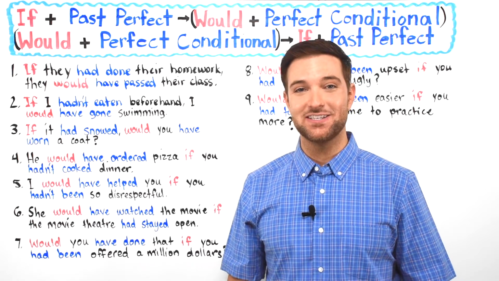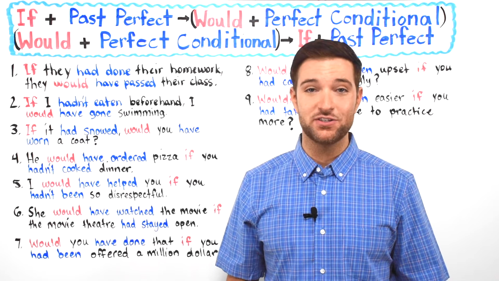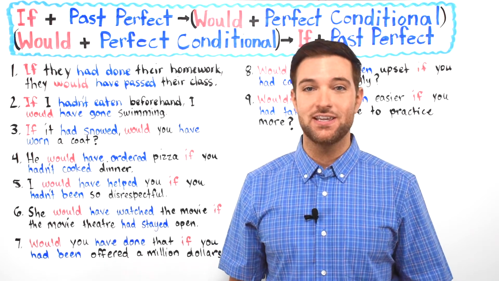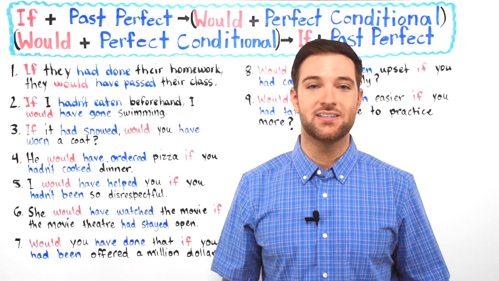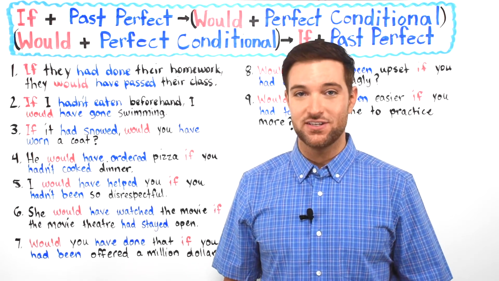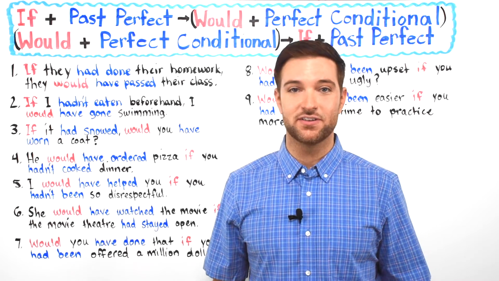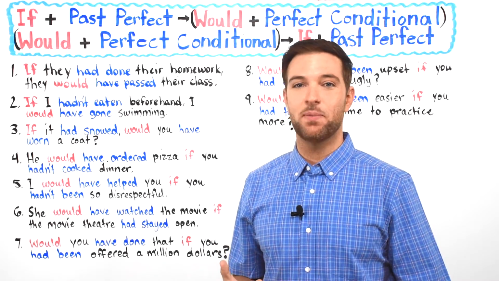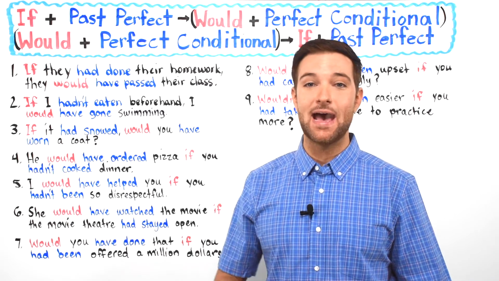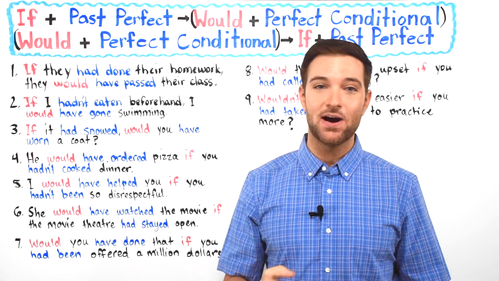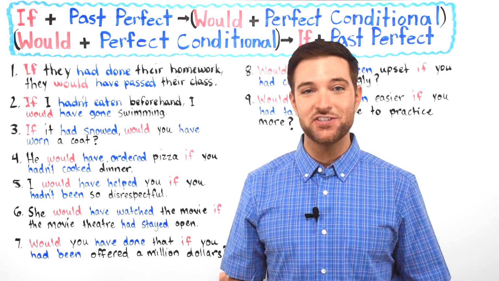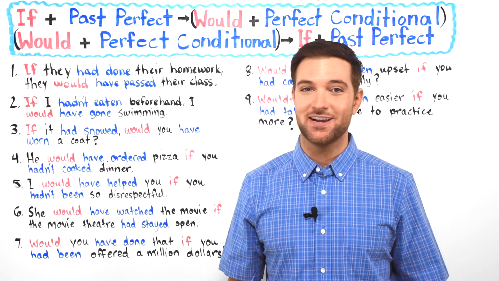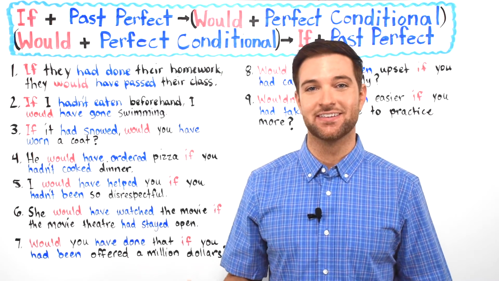So the type 3 conditional is useful when you're referring to an impossible condition in the past and its probable result in the past. So basically, you use this type of conditional when you want to talk about the sorts of impossible things that happened in the past, and they're impossible because we cannot change them, just like we cannot change the past. We can't go back in time and change everything, okay?